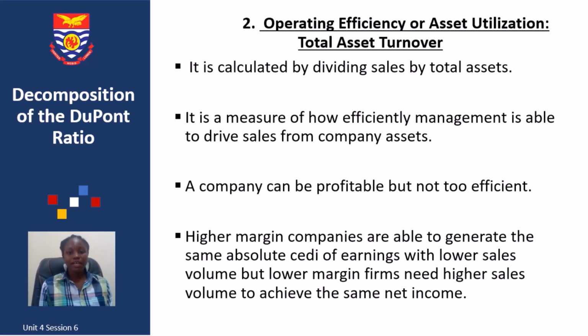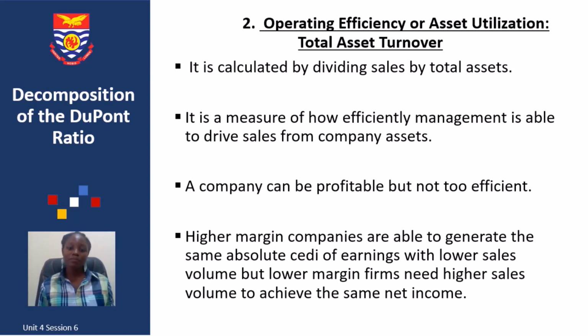Also, when it comes to the asset utilization or operating efficiency, in this case known as the total asset turnover, you calculate it by dividing your sales by the total assets, and it is used to measure how efficiently or effectively management is able to drive sales from the company's assets. So how efficiently is the company able to generate more sales from the assets it has, be it fixed assets or current assets and other non-current assets.